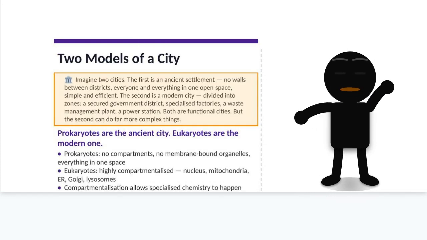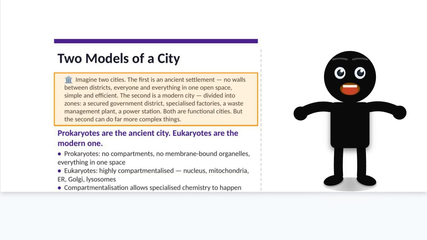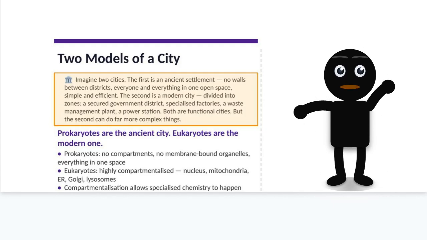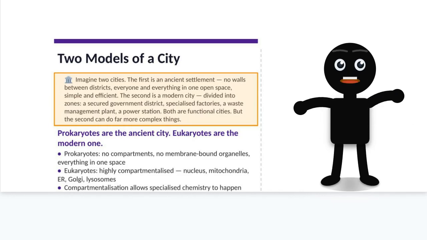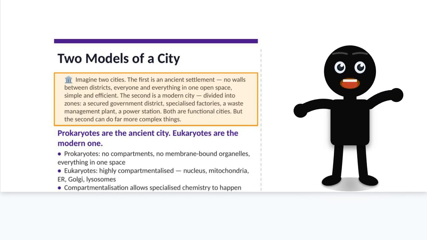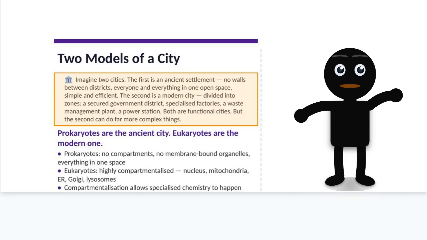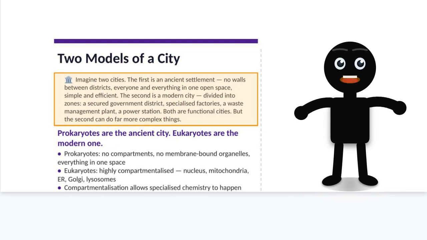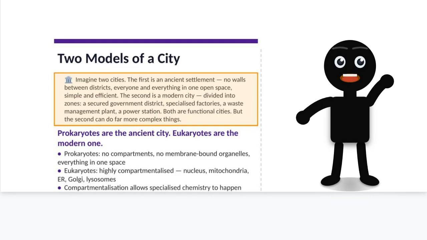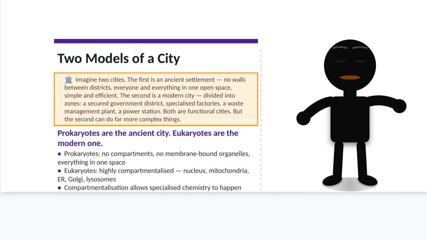Let me give you a mental model that makes the difference between prokaryotes and eukaryotes immediately clear. Think of two cities. The first is an ancient settlement, no walls, no separate districts, the market and the homes and the workshops all share the same open ground. Simple, efficient, but limited in complexity. The second city is modern, it has a secured government district where the most sensitive decisions are made, separate industrial zones, a dedicated power station, a waste processing facility. Both are cities. Both function. But the modern city can coordinate far more complex activities simultaneously because different functions are separated into different spaces.